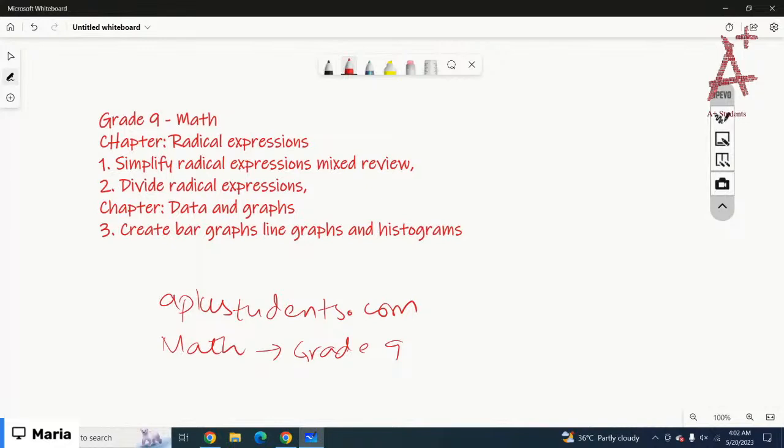There you can find a list of the chapters. We're going to start with the chapter radical expressions. The lessons we're going to cover are simplify radical expressions, mixed review, divide radical expressions. Then we'll start a new chapter, that is data and graphs. And the lessons are create bar graph, line graph, graphs, and histogram. So let's just start with the first lesson.